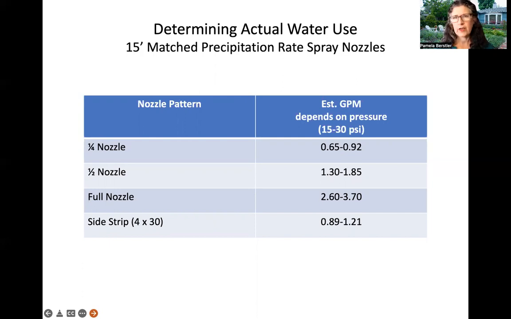So every manufacturer has this for their various nozzles, but basically it tells you what the gallons per minute is per nozzle pattern and per type of spray head. So for this chart, we're using 15-foot matched precipitation rate spray nozzles. And you can see for each of the different patterns, there is a range, and that range is dependent on what the pressure is, that PSI number. So for our quarter nozzle, it goes anywhere from 0.65 to 0.92. For our half nozzle, it goes from 1.3 to 1.85, and so on.